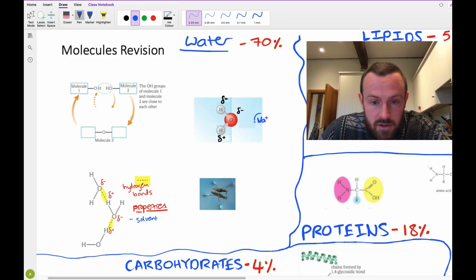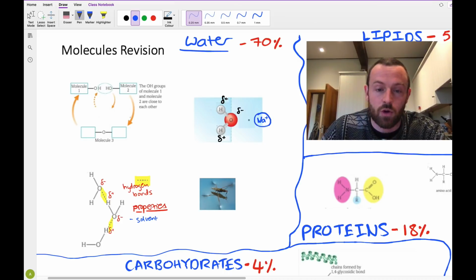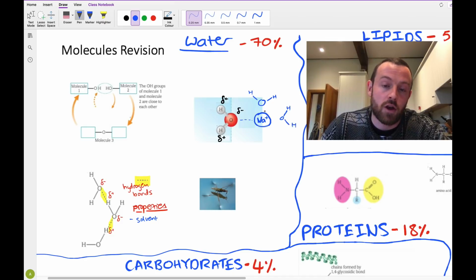Let's say that was a sodium ion there, then the delta minus oxygen is going to orientate itself to face the sodium. So you could imagine lots more of these water molecules, like here would be one up here, and here would be one over here. They would all orientate with respect to the sodium, which means they can dissolve ions quite easily.